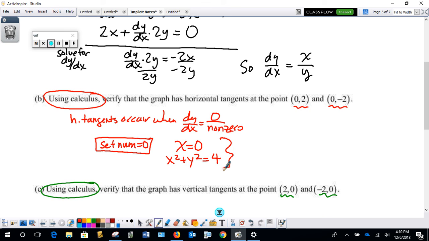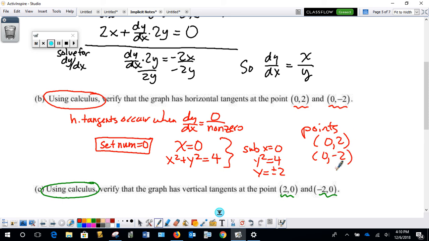So what does that tell me the y values are? By solving the system, substitution. So I'm going to sub x equal to 0 in. I get y squared equals 4. y equals plus or minus 2. So my points are (0, 2) and (0, negative 2). Super easy system on this one.